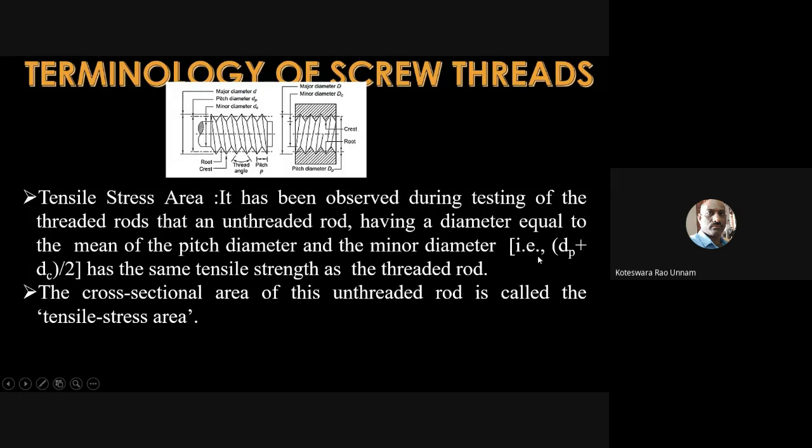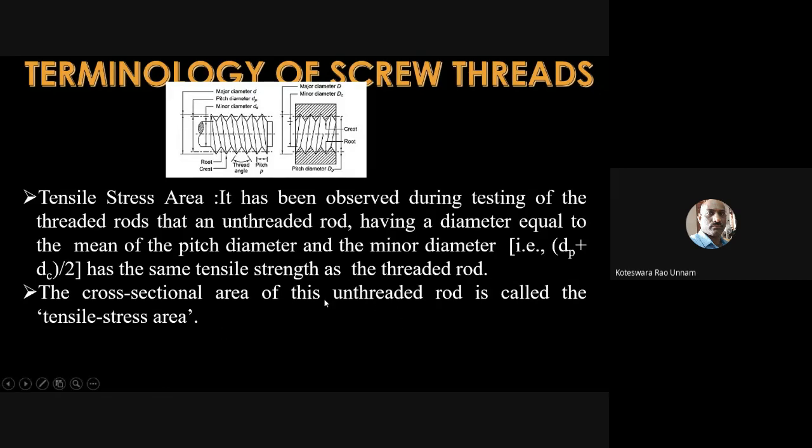So if you take the diameter equal to dP plus dC by 2, or the average of pitch diameter and core diameter, and calculate the area based on that diameter, we call that area the tensile stress area. Whatever cross-sectional area you get from dP plus dC by 2 taken as the diameter of the bolt, whatever stress you calculate, if you load the bolt with the same load and measure the stress, it is the same.